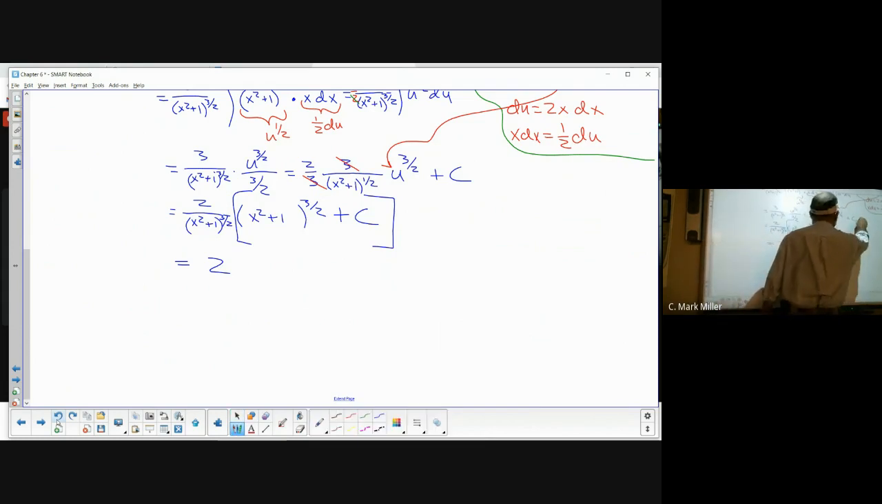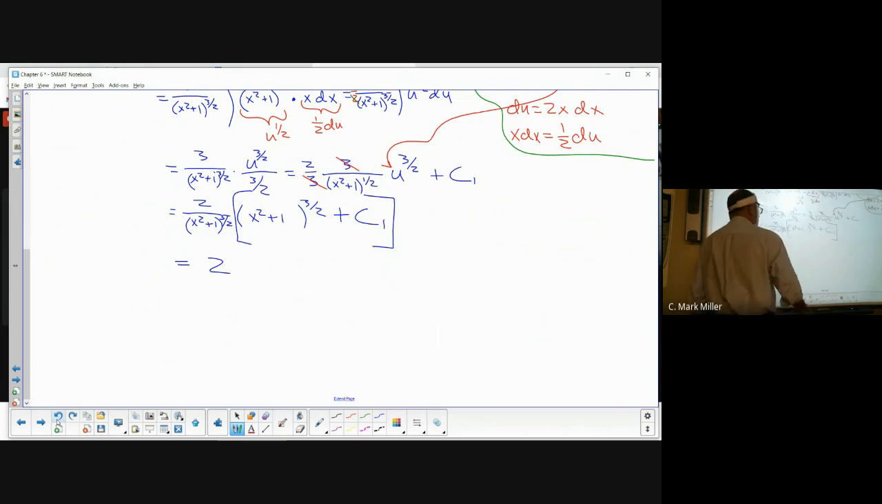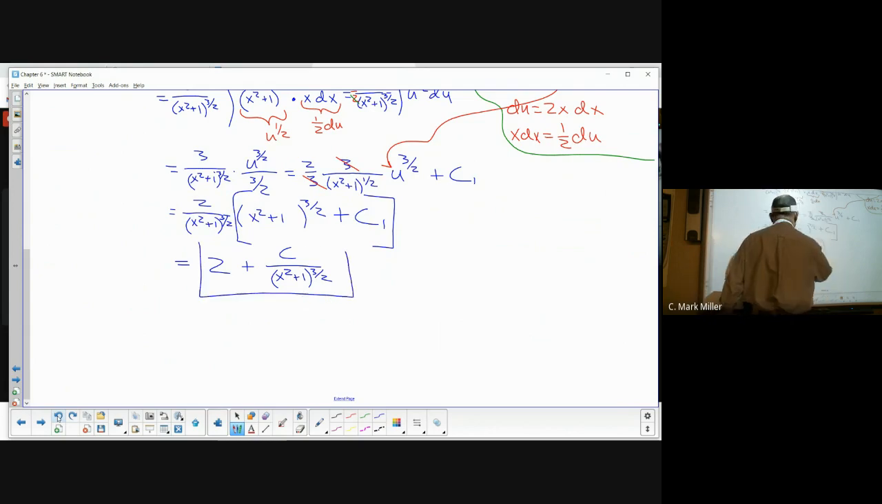Let's call this one C1. And then this term times C1 is going to give me a different constant on the top. I'm going to call it C over (x squared plus 1) to the 3/2. And that is our solution. That is our solution.